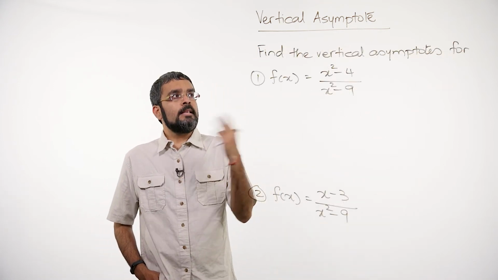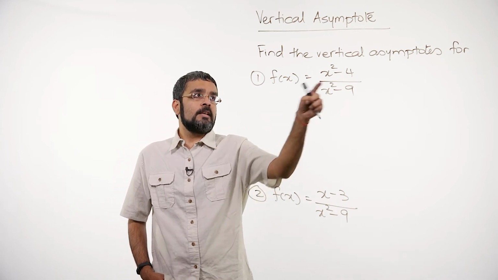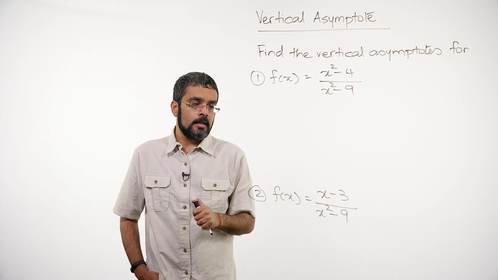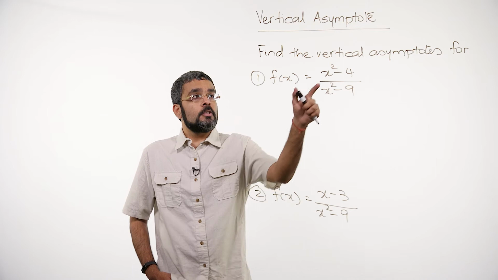So in this example, what we want to do is find the vertical asymptotes for the functions f(x) equals x squared minus 4 over x squared minus 9, and then f(x) equals x minus 3 over x squared minus 9. So let's look at this function.